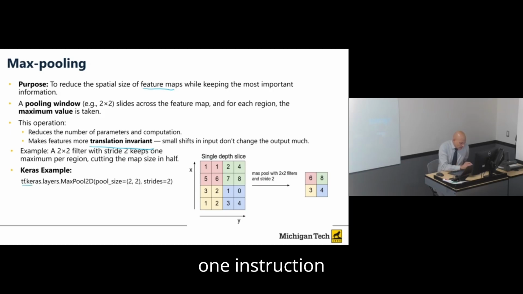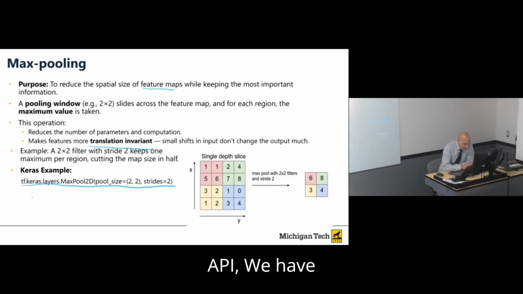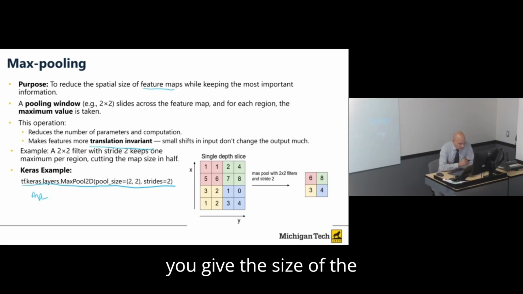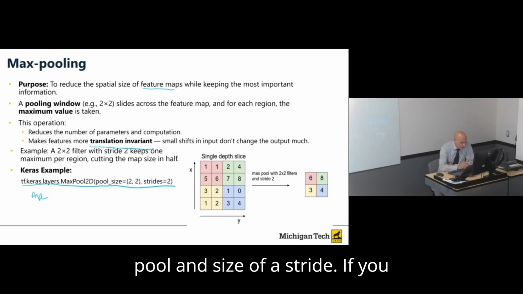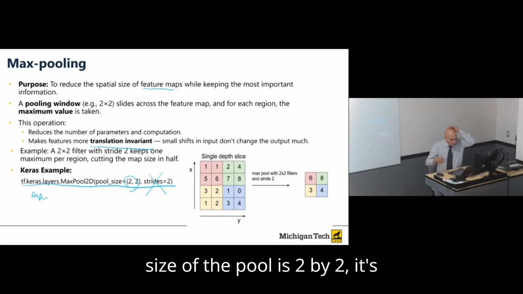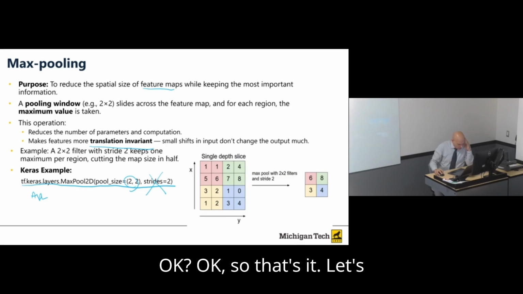Max pooling has one instruction in Keras, TensorFlow. In the Keras API, we have a function called MaxPooling2D that takes the size of the pool and the size of the stride. If you don't give the size of the stride, most of the time it is considered the same size. If the size of the pool is 2 by 2, the stride is also considered 2. Okay, so that's it.